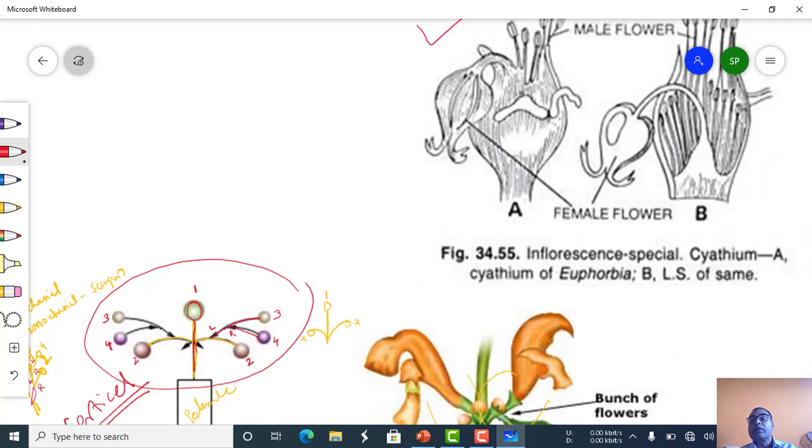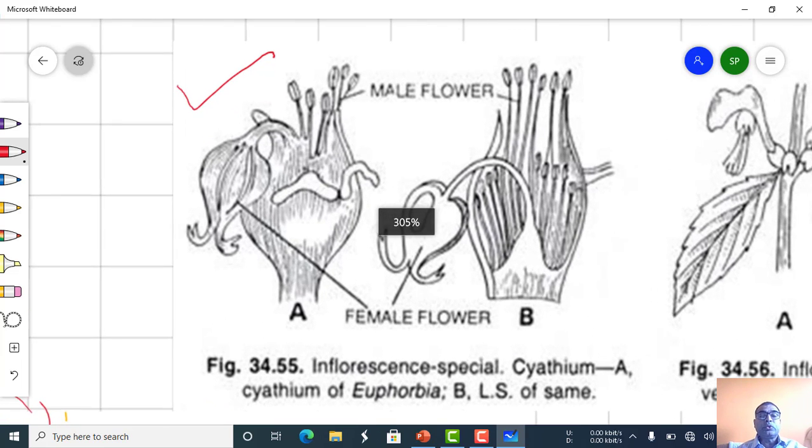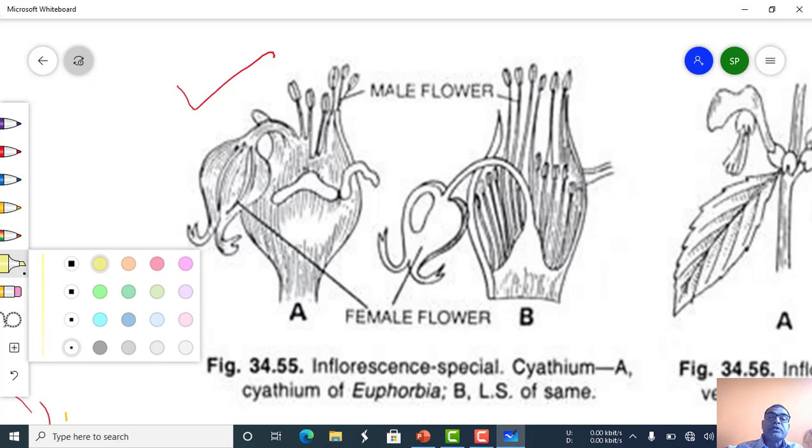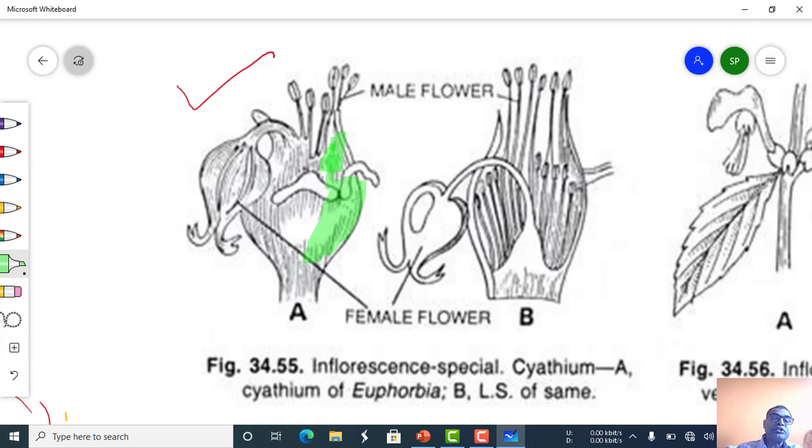Just see here this one figure. So this one becomes the nectar gland on the involucre. See here, this becomes the part of a cup-shaped involucre. So this becomes the cup-shaped involucre, which is formed by the union of the bracts. So this is a cup-shaped involucre.